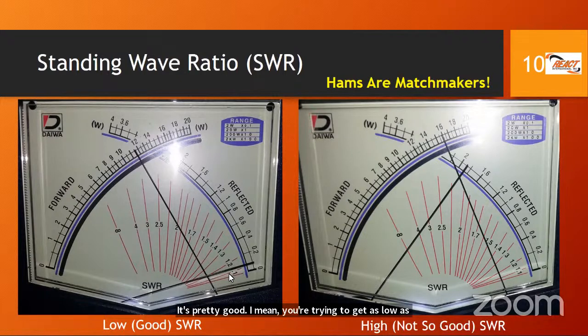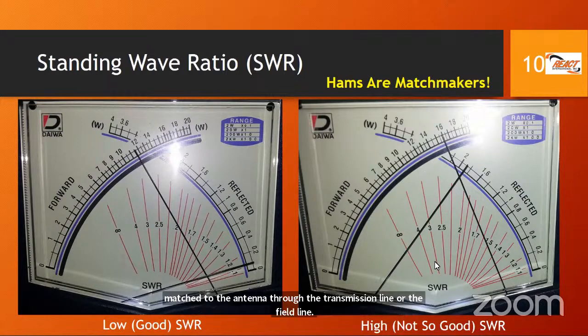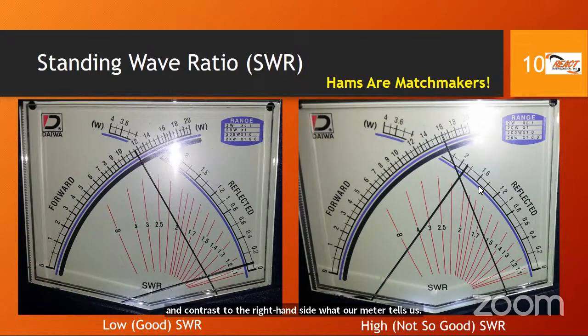Sometimes it's not always possible to have the lowest on the scale, but the whole idea is you want the lowest possible that you can achieve, right? So this is a pretty good SWR for our transmitter being matched to the antenna through the transmission line or the feed line. Compare and contrast to the right-hand side what our meter tells us. This is another, maybe a different antenna or maybe some other issue causing the SWR to be high.